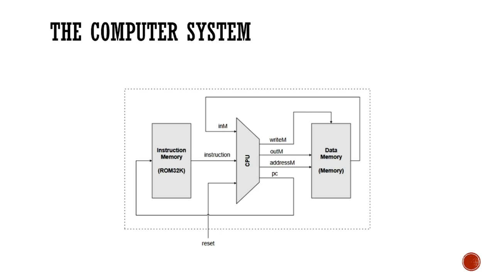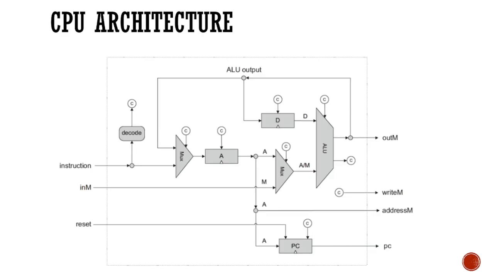In addition to the inputs, the CPU also includes a number of outputs that are connected to the instruction memory and data memory. These outputs are called, as you can see here, writeM, outM, addressM, and the program counter. Going back to the given CPU architecture, we can see that the ALU provides an output that is written to the data memory.